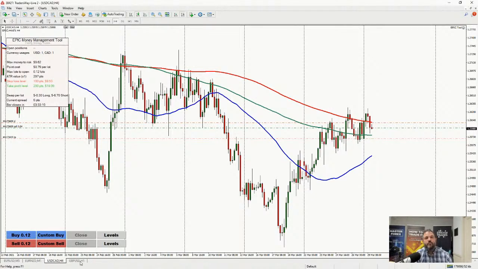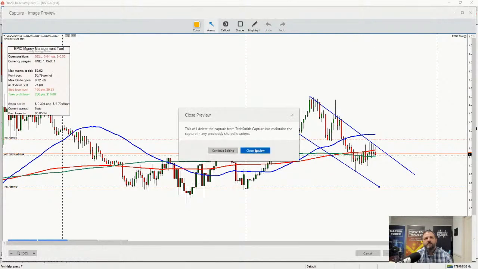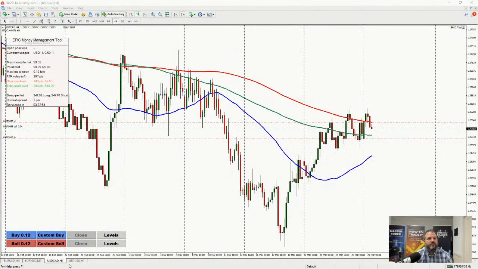But right now I need to reset. Well, I don't need to reset. I need to remember that if I take another trade, I need to get my risk back to where we were at before. So that's really important. So we're going to close this out and get back. So let's do some more analysis.